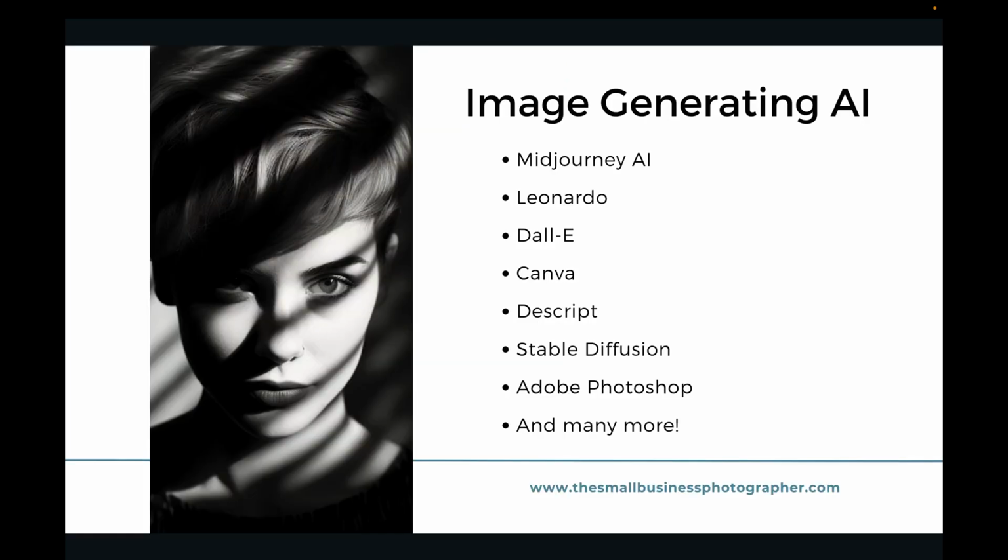Let's talk about some of the image generating AIs right now that are on the market. There are a ton of them, and more being released this year. Some of the ones you might have heard of are Midjourney AI, which is my favorite, Leonardo, also pretty good, DALL-E, Canva, Descript, Stable Diffusion, Adobe Photoshop, and so many more. You can even find image generating AIs now on stock imagery sites and Fine Art America. And also, you can just simply Google image generating AI or Google list of image generating AIs, and you'll see quite a few options pop up.